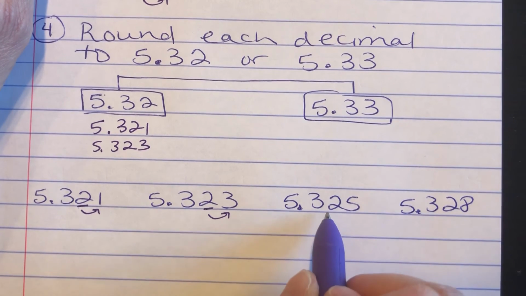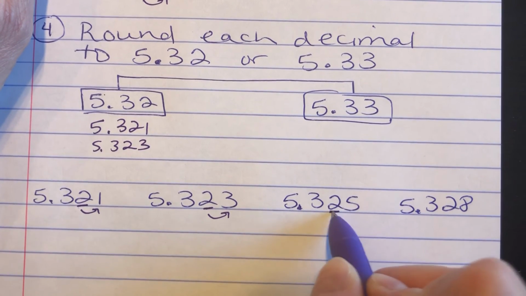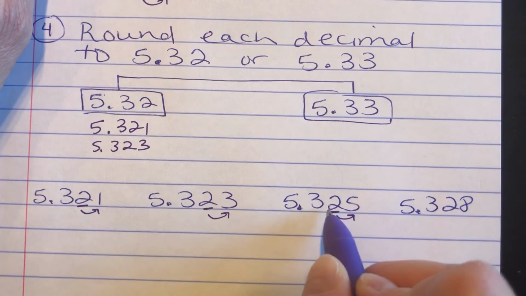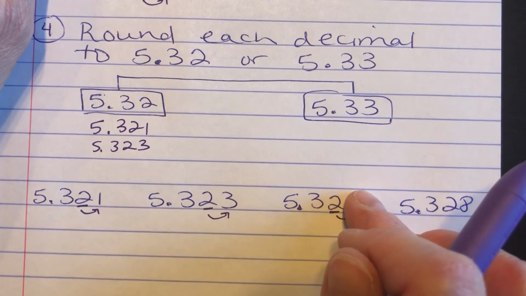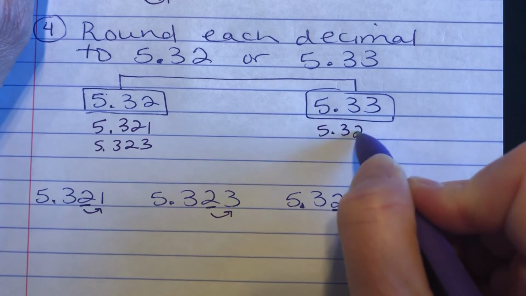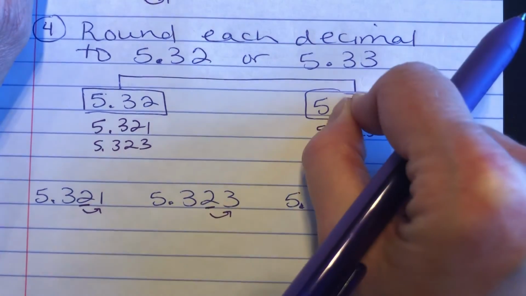All right, this one, decide where this would go. The 2 is in the hundredths place. The number next to it is 5 or higher. That means I would bump this up to 5.33. So I'm going to write 5.325 here. And again, on Moby, you would just click it and drag it.